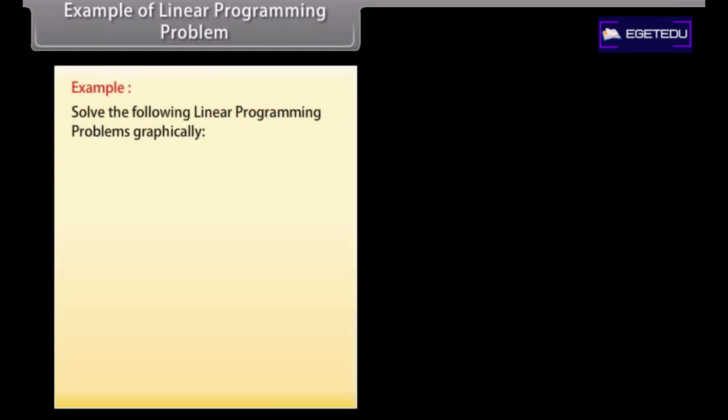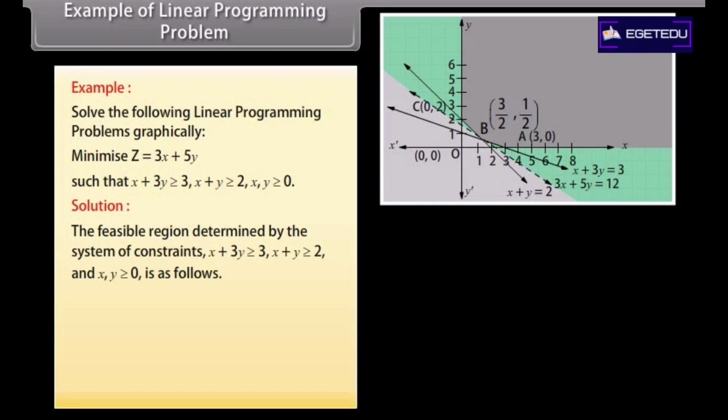Example. Solve the following linear programming problem graphically. Minimize z = 3x + 5y such that x + 3y ≥ 3, x + y ≥ 2, x, y ≥ 0. Solution. The feasible region determined by the system of constraints x + 3y ≥ 3, x + y ≥ 2, and x, y ≥ 0 is as follows. It can be seen that the feasible region is unbounded.